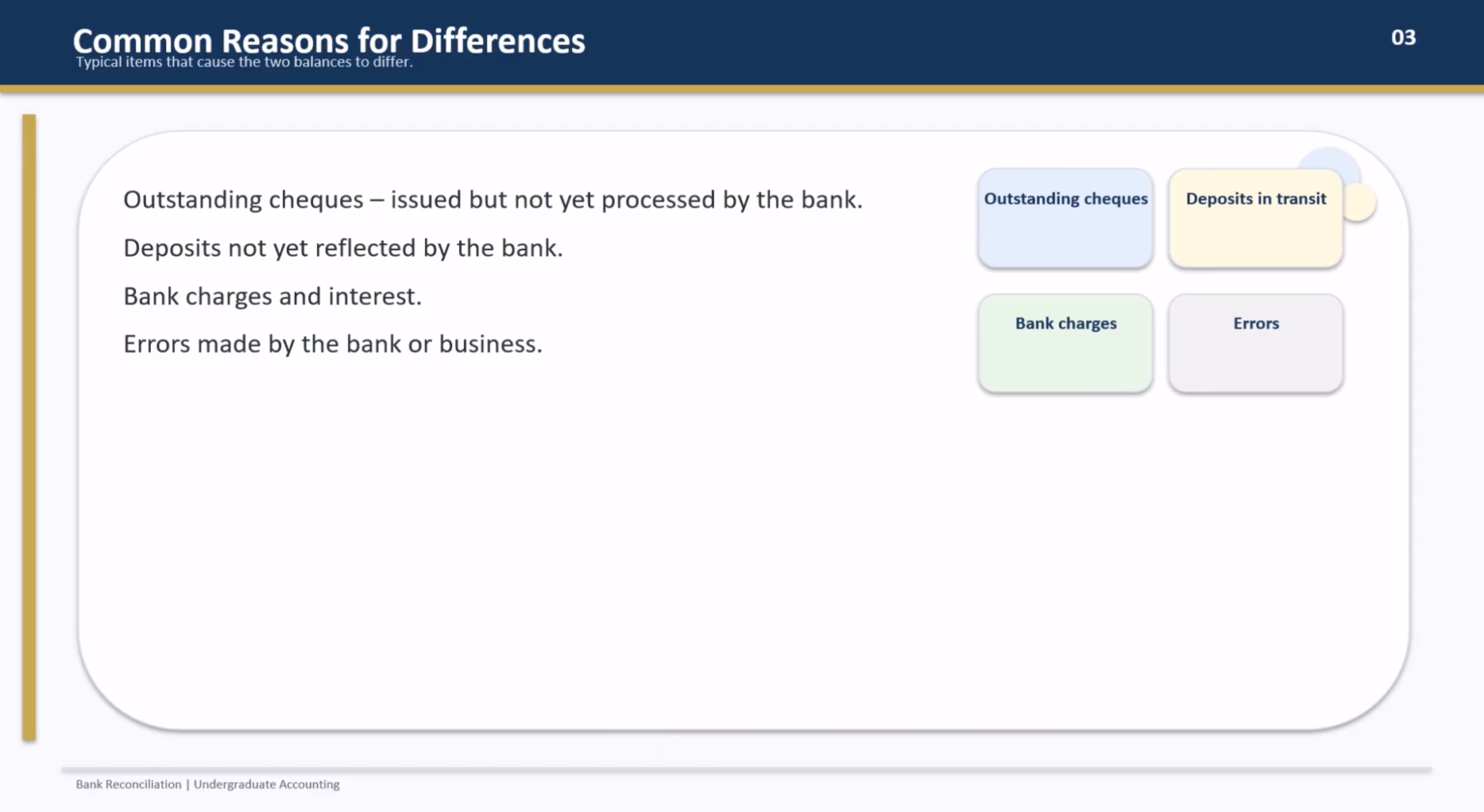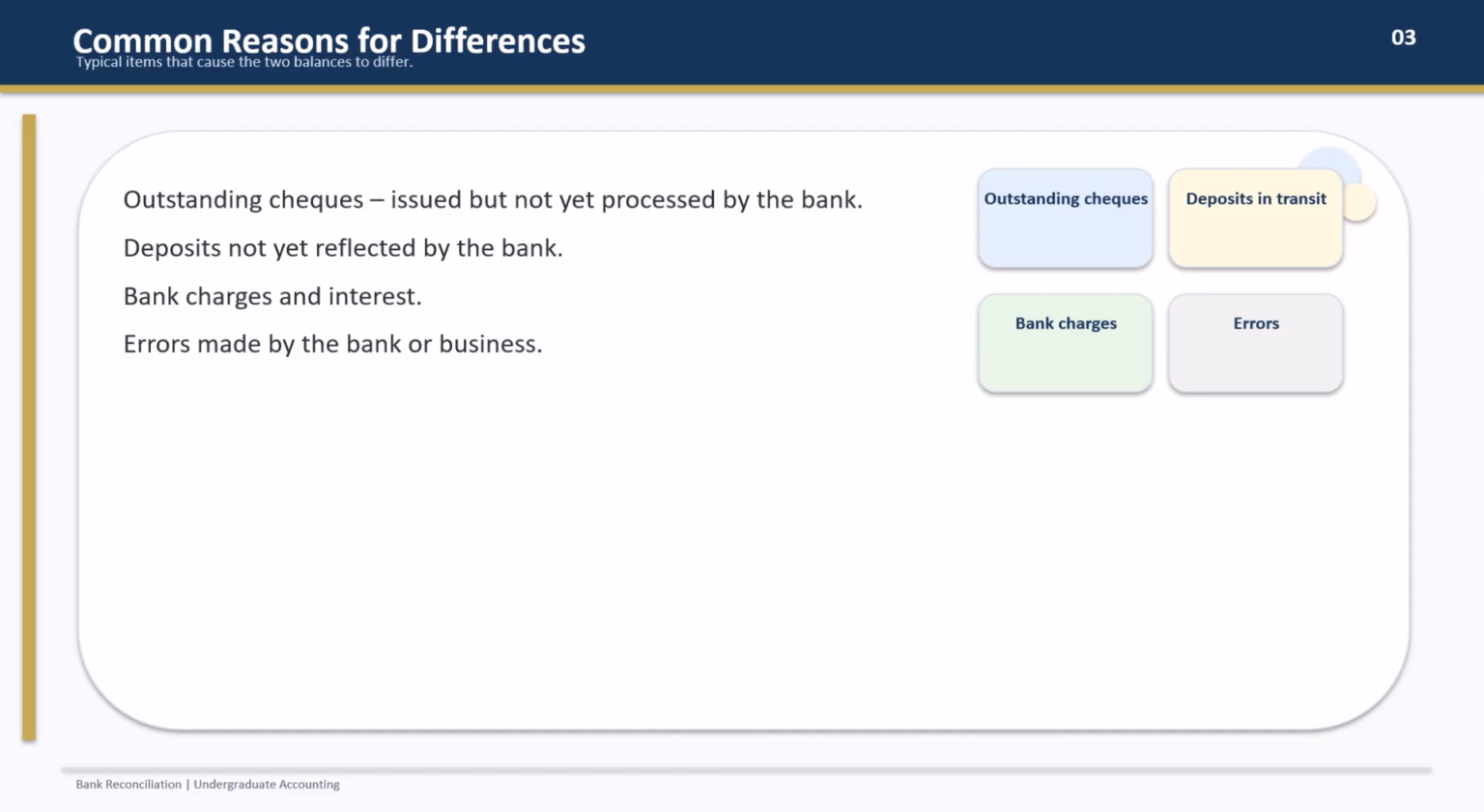Why, or what, could lead to differences? Remember what we said. We said that bank reconciliation helps us to identify the differences. Now, what are the reasons for the differences? I'm going to make an example. Consider an outstanding check, right?